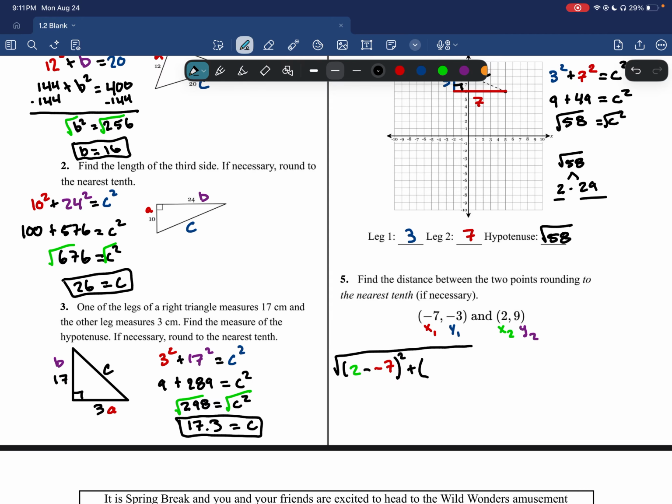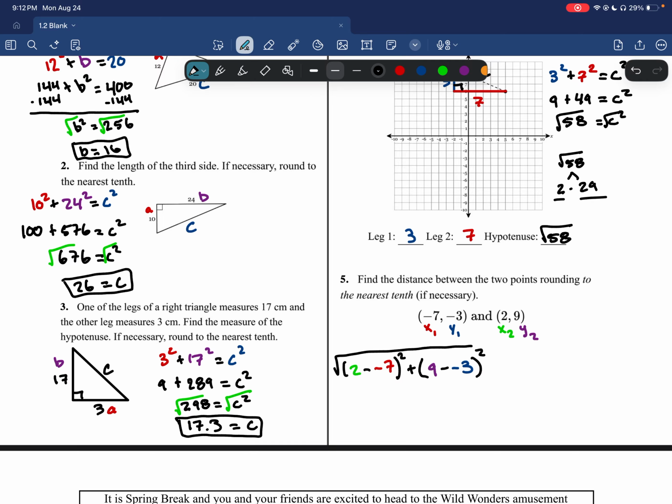plus, and then another parenthesis. It is y2, so 9 in this case, minus, and then y1. Well, y1 is negative 3. Again, we don't want to forget that negative. Make sure that that's included, squared. Okay, now I have 2 places I can go from here.